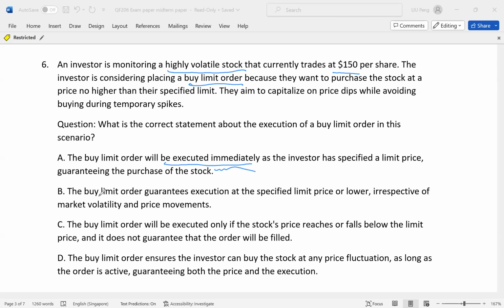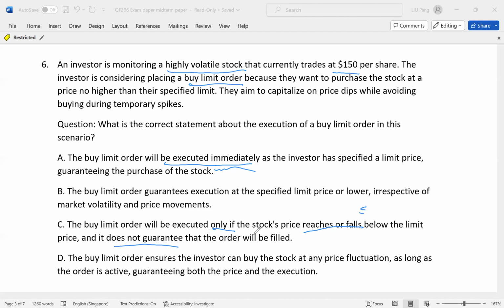Most likely, right? So the second one says the buy limit order guarantees execution at a specified price, which is not necessarily true, right? The buy limit order will be executed only if the price itself reaches or falls below the limit price, right? Less than or equal to. Then it will be transacted because that's the condition we set for the limit order. So it does not guarantee execution. The order may not necessarily be filled. So that matches the definition of a buy limit order.